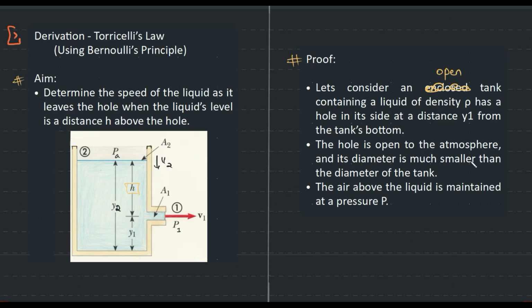And its diameter is much smaller than the diameter of the tank. So the diameter over here is much bigger than this. The air above the liquid is maintained at a pressure of P. So I kept it open, so it has to be at a pressure of PA, atmospheric pressure.